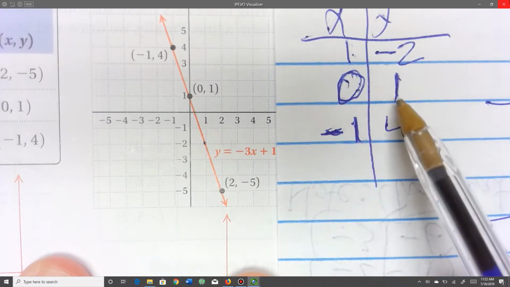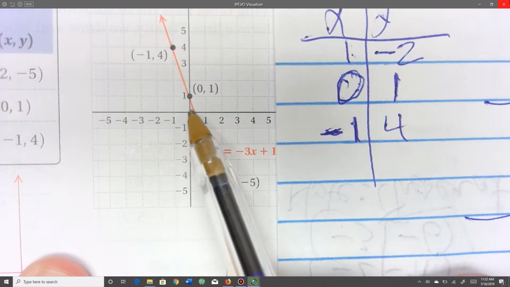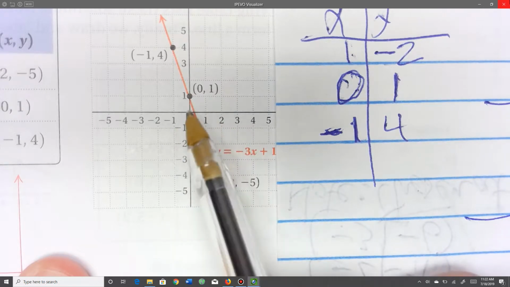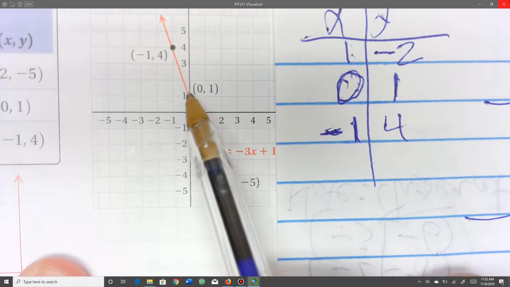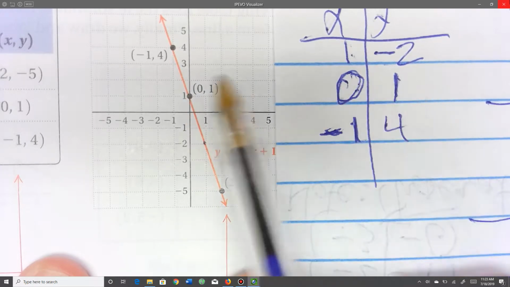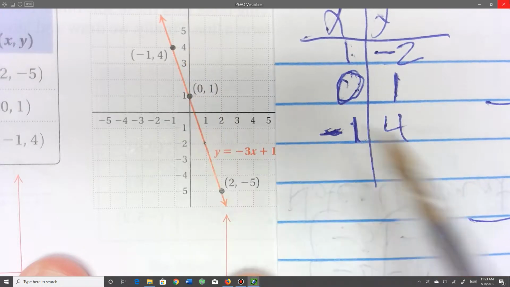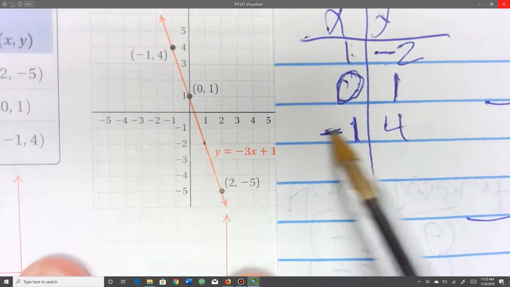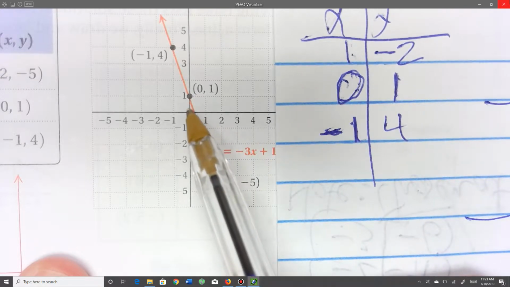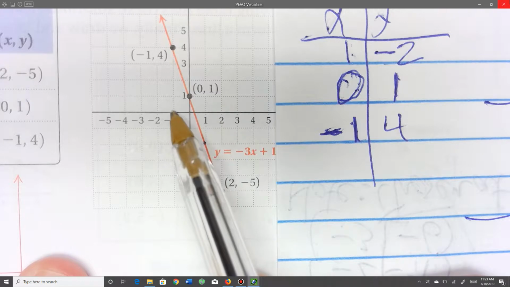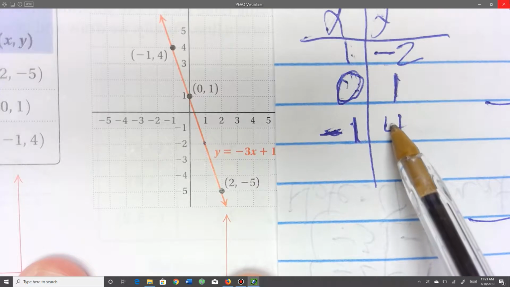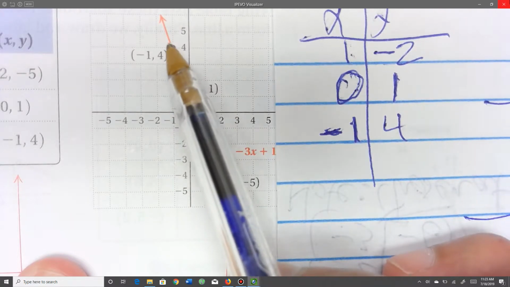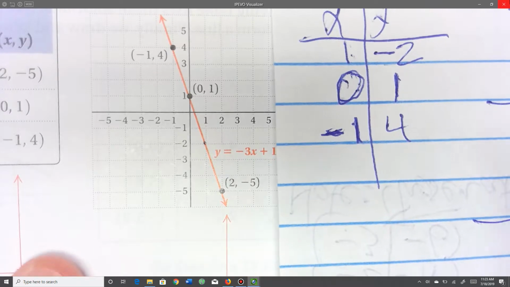What about this one? 0 for x, 1 for y. Well, I don't have to move to the right or to the left. I stay right there at the origin and just move up 1. Plot the point. So yeah, that is also on the graph. So we did good there. What about -1, 4? Well, start at the origin, move to the left 1 unit, and 4 up, because that 4 is positive. Plot your points, and we did good.